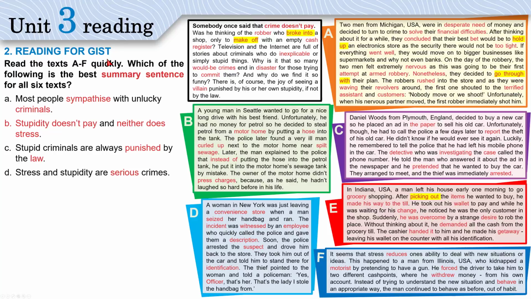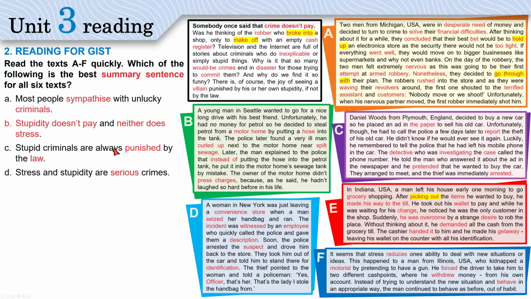Reading for gist. Read the texts A to F quickly. Which of the following is the best summary sentence for all 6 texts? Summary sentence is one sentence that contains the whole ideas of all 6 texts. A. Most people sympathize. When you sympathize, you feel sorry for unlucky criminals. A criminal is someone who commits crime. Stupidity, being stupid, doesn't pay, will not do you any good. And neither does stress. Also, stress will not do you any good when you worry so much.